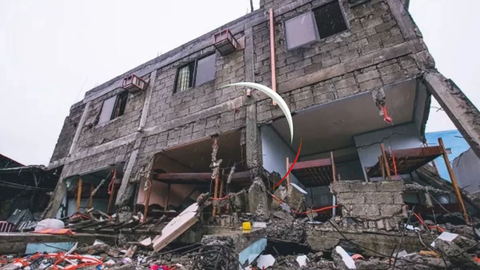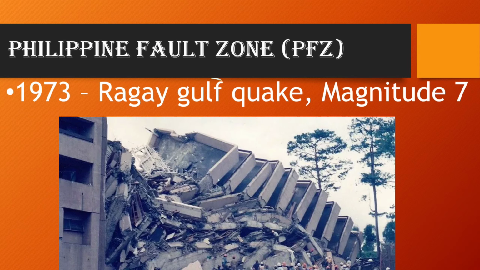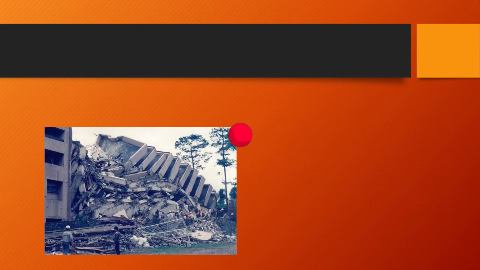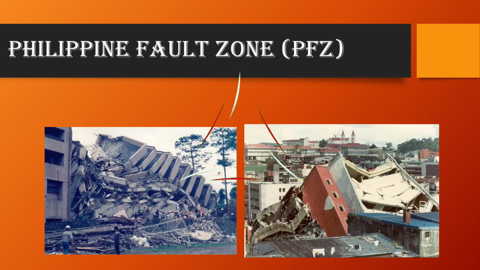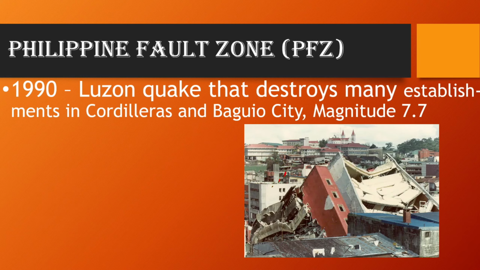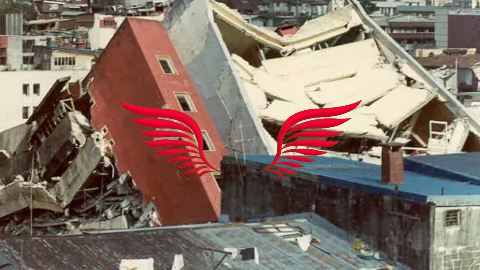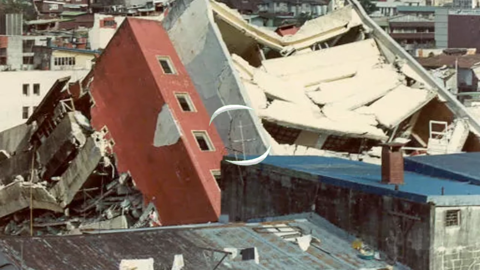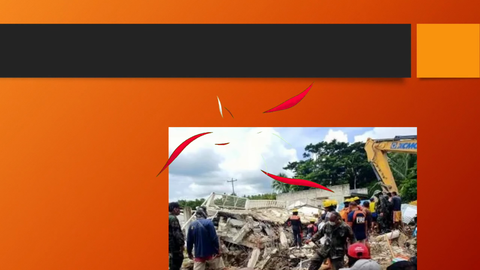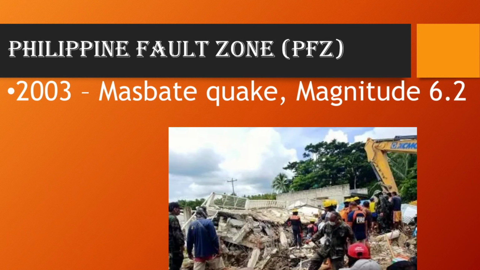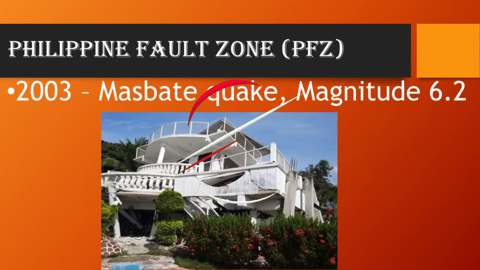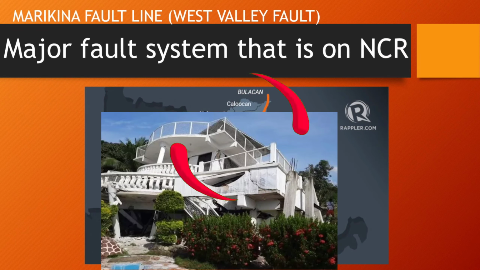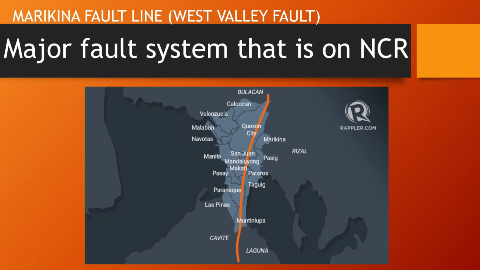This picture shows some of the devastating earthquakes in the Philippines. The Ragay Gulf quake, which has a 7.0 magnitude. The Cordillera and the Baguio, which has a 7.7 magnitude. The Masbate quake, which has 6.2 magnitude. The major fault system is on NCR, which we will discuss in the next activity.